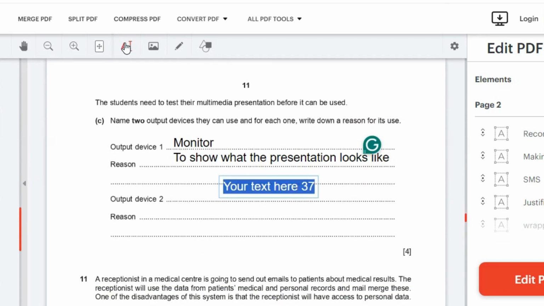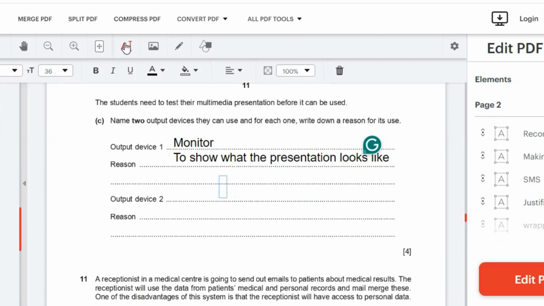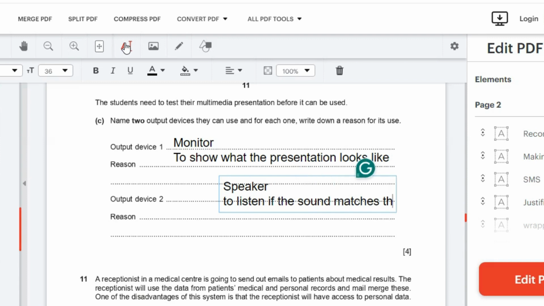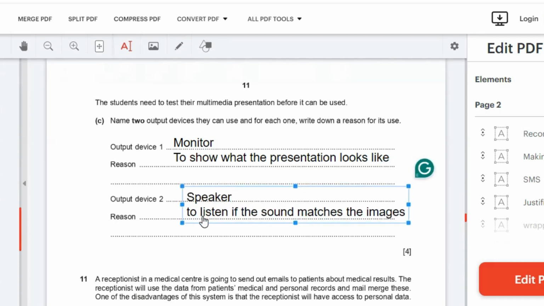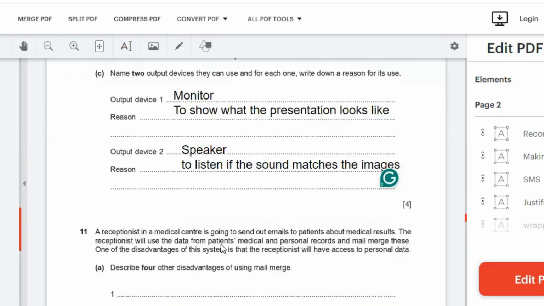Output device 2 now. The second output device, we say speaker. What's the work of a speaker? To listen if the sound matches the images. Do we understand? All right, number 11.